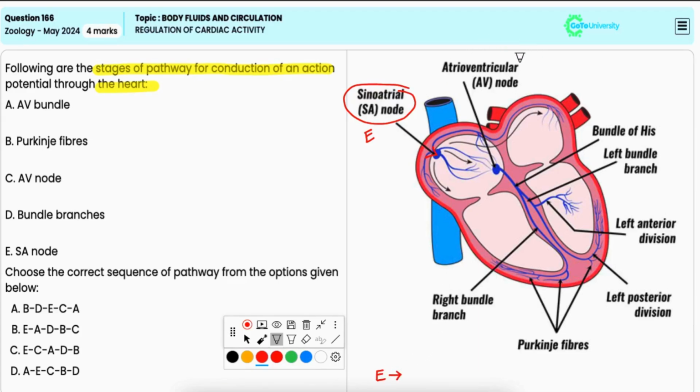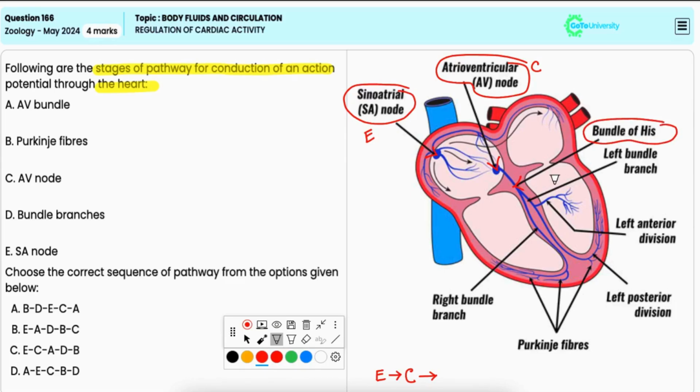The impulse then travels to the atrioventricular node, which is located at the junction between the atria and the ventricles. The AV node receives the electrical signal from the SA node, and then from the AV node, the impulse is transmitted to the atrioventricular bundle, which is also known as the bundle of His.